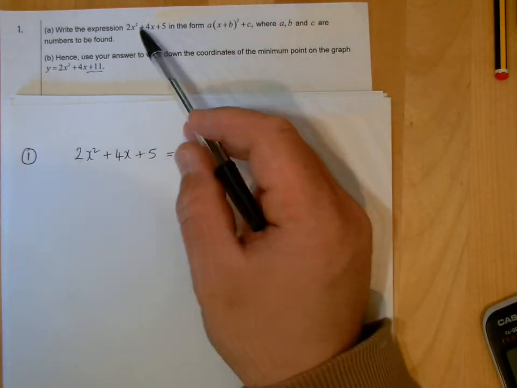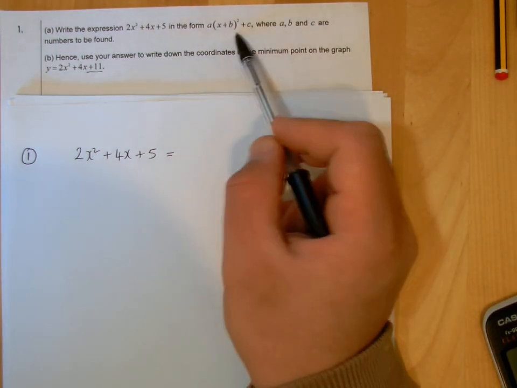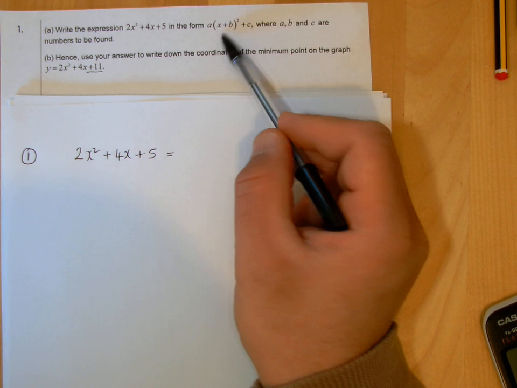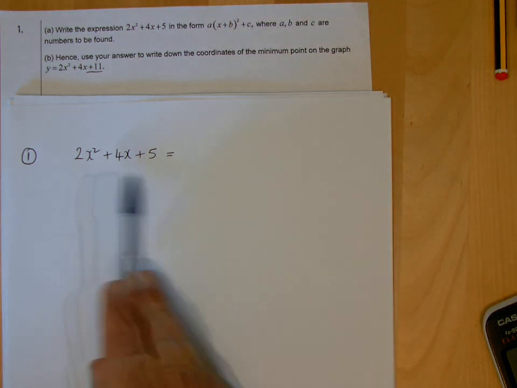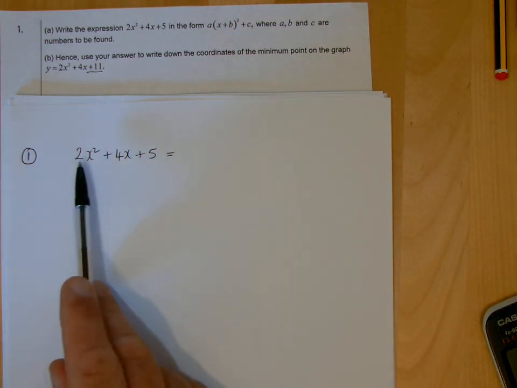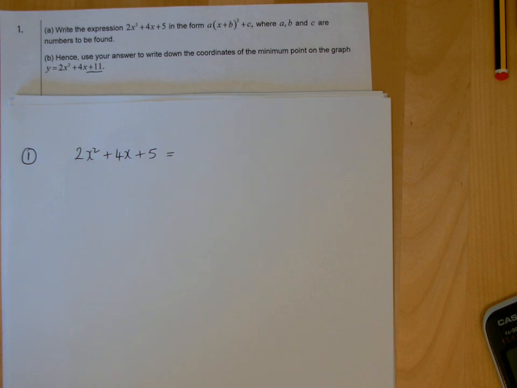Okay, so we're asked to express this quadratic in this format here. So remember now, this is completing the square, isn't it? Okay, and when we complete the square, we can't really do it unless the coefficient of the x squared is 1, right? Now in this case it's 2, so we've got to do a little bit more work here.